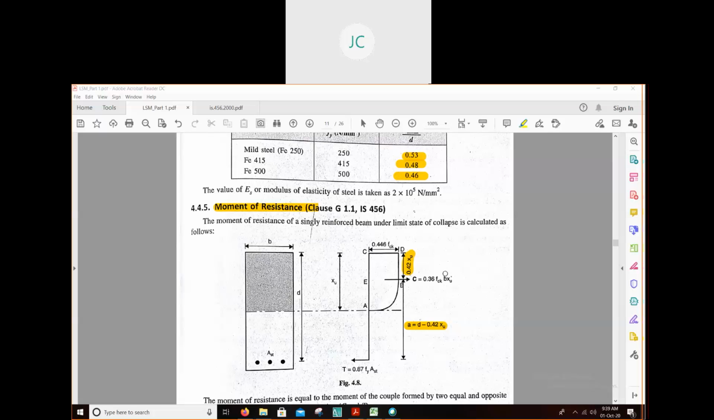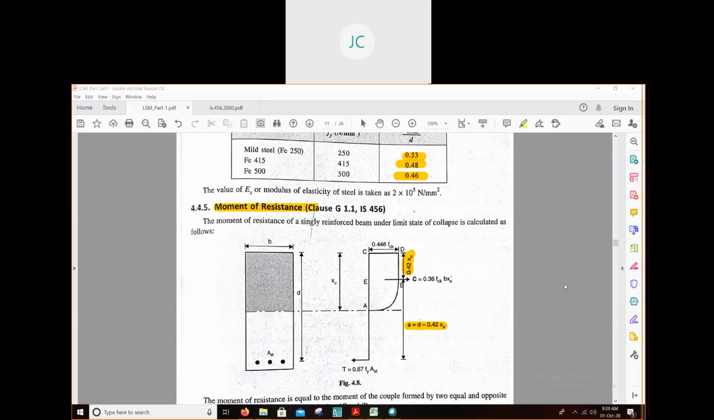Okay, so in the last class we were discussing the moment of resistance. The procedure of finding the moment of resistance is exactly the same as the working stress method, but the formula is different here. I told you in the last class also, no need to remember the formula because the formula is already given in IS 456. But you have to know which clause and which formula to use.